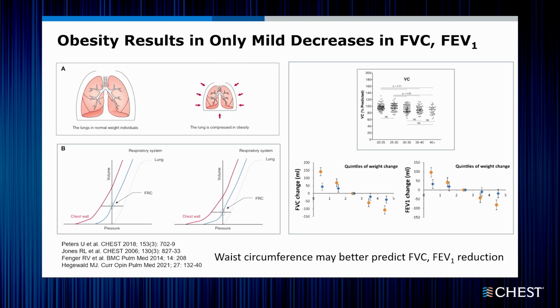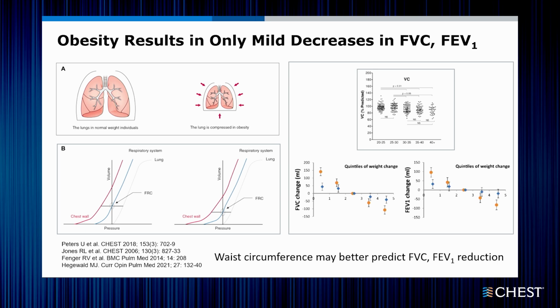So let's talk a little bit about obesity. Now, we know that the reduced thoracic compliance that goes along with the obese patient leads to a reduction in the functional residual capacity and, as a result, lower resting lung volumes. But when we look at large studies looking at the impact on FVC and FEV1 of this physiology, it's really quite small.